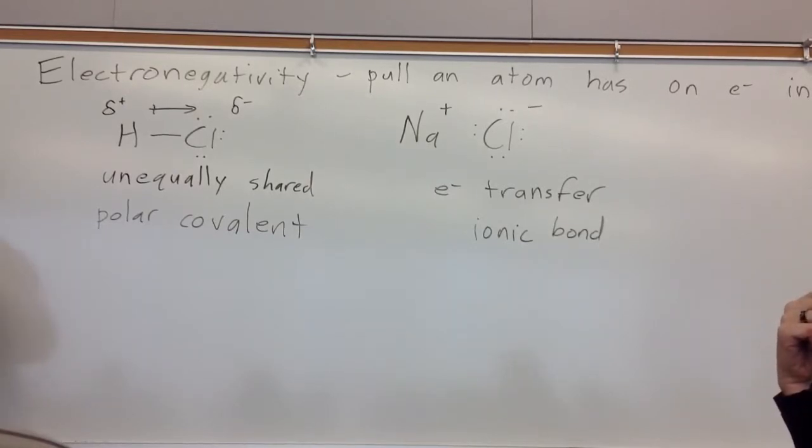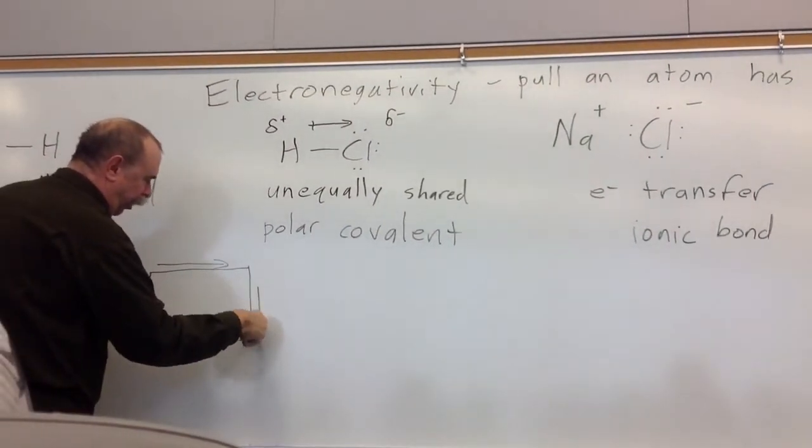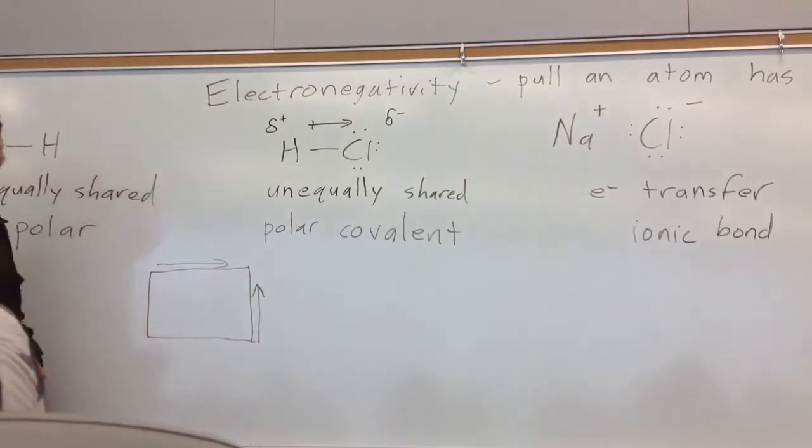When I combine all of the effects together, it turns out that the greatest pull on electrons is in the upper right-hand corner. That's the direction of increasing electronegativity.